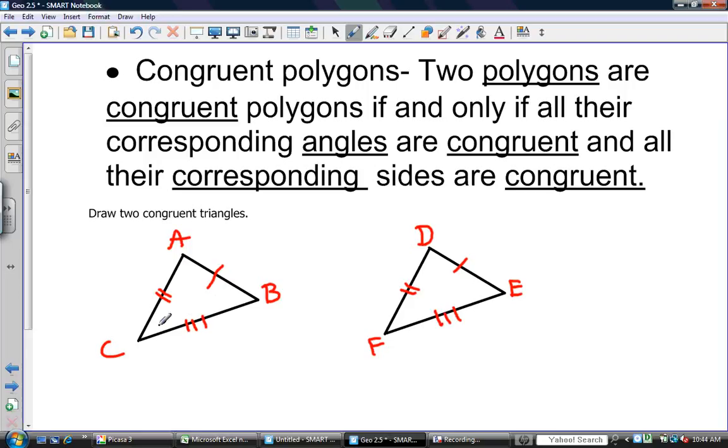Also, we know angle C is going to be congruent with angle F. Angle A is going to be congruent with angle D. And angle E and angle B are going to be congruent.